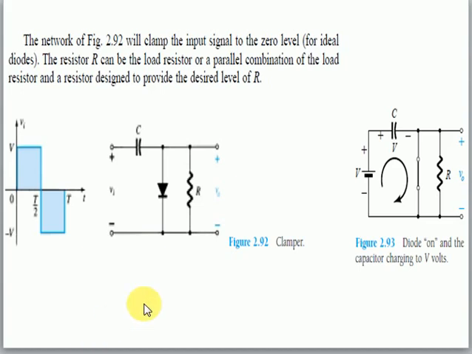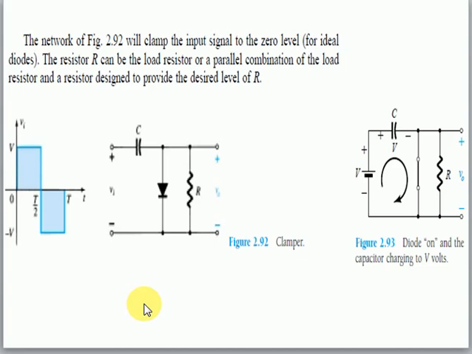The most important thing when we are analyzing or solving a clamper circuit is from which cycle we will start the analysis. Remember this, we will always start the analysis from the cycle in which the diode is forward biased. Why do we do this? Because the capacitor needs to be charged, and the capacitor will charge in the cycle when the diode is forward biased. That's why we start from that cycle.